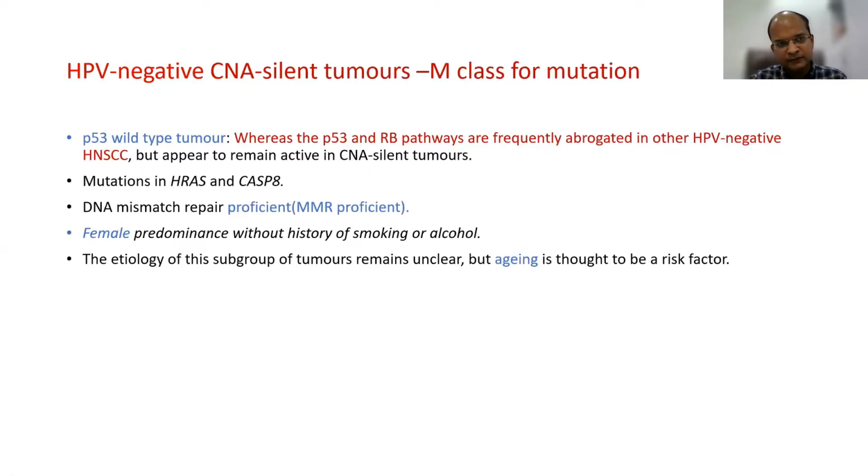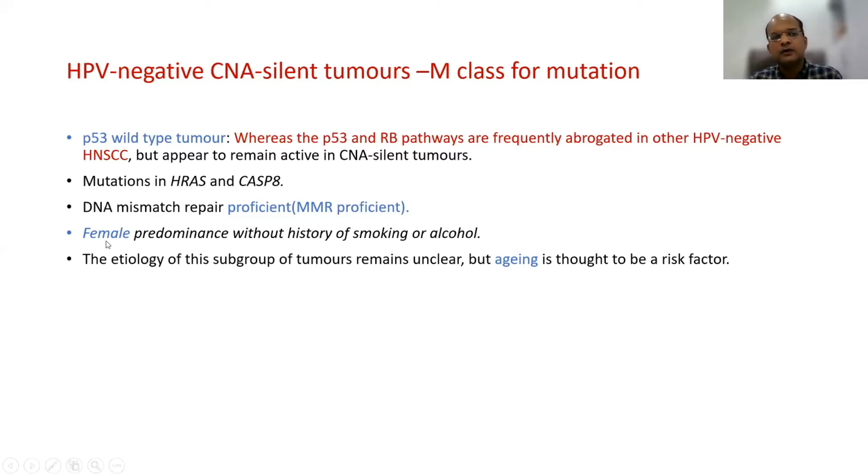Subtypes of HPV negative tumors: the copy number alteration silent type. This tumor is different from the other subtype of HPV negative tumor in that this is a P53 wild type tumor. So there is a lower probability of getting a P53 mutation on molecular testing. There is a high probability of mutation in HRAS and Caspase 8 gene. These tumors are MMR proficient. In general, we find less MMR instability in head and neck squamous cell carcinoma. The majority of head and neck squamous cell carcinomas are MMR proficient.